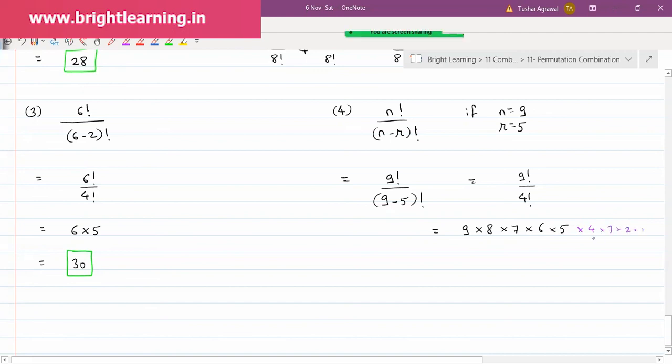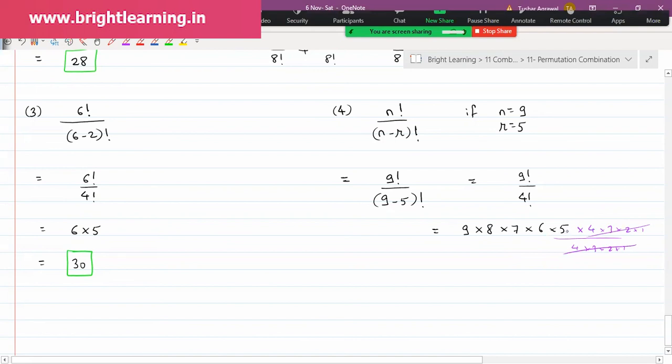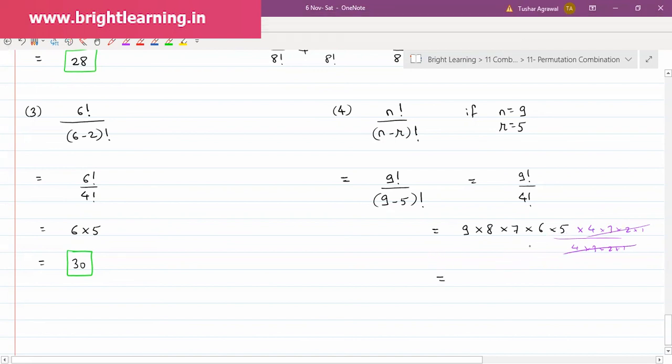But this 4, 3, 2, 1 is also present in the denominator. So can I cancel them out? Cancel. So what remains is just 9 into 8 into 7 into 6 into 5. So just do this multiplication. Now this multiplication, the answer is 15120. Yes, correct. Okay.